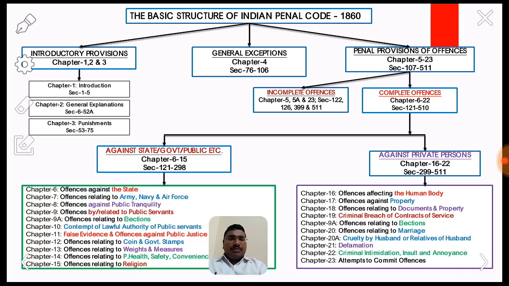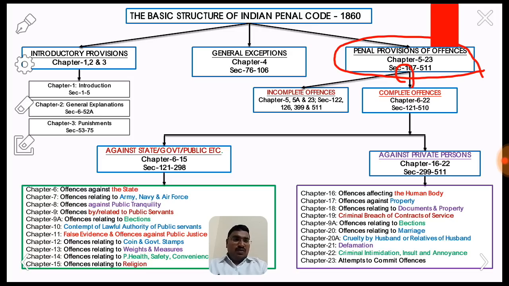Coming to chapter 4, the chapter 4 deals with the general exceptions, from section 76 to 106. If time permits, I would like to prepare a video lecture only on this chapter, that is chapter 4. Next, chapters 5 to 23 are purely relating to the penal provisions of offences from section 107 to 511.